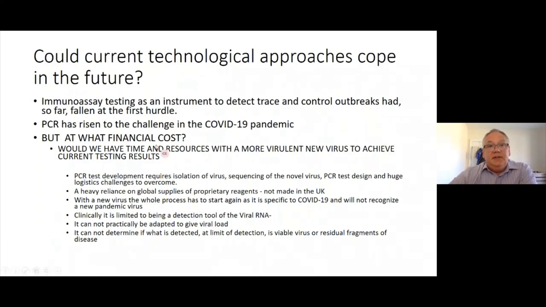The question is, could our technological approaches that we're currently using cope with such a future eventuality? Immunoassays have fallen at the first hurdle. PCR has risen to the challenge, but what is the financial cost? And could it cope with a more virulent new virus to achieve the current testing results? I could go through all the kinds of concerns that we have on the reliance on just PCR type testing.